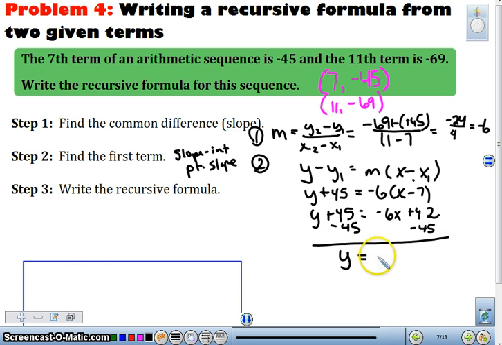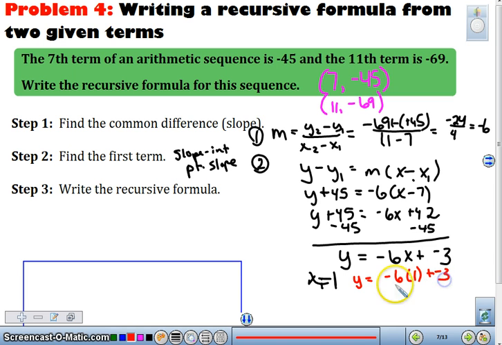Here's our equation in slope-intercept form. Negative 6x plus, in this case, or you could have a minus. In this case, we would have minus 45 minus this should come out with a negative 3. We want to think, what's our first term? If x is equal to 1, what is our first term? So we go back into our equation and we go y equals negative 6 times 1 plus a negative 3. And our y in this case is negative 9.